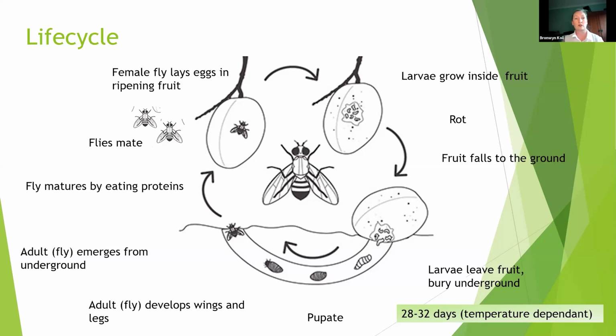So what we're going to do tonight is look at all the different stages of this life cycle. We're going to look for its strengths and weaknesses, and we're going to come up with an IPM strategy for controlling Queensland fruit fly.